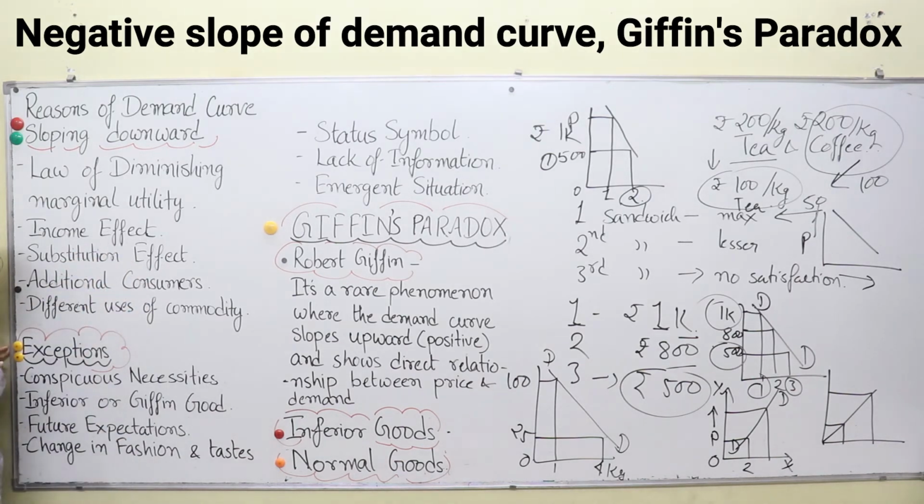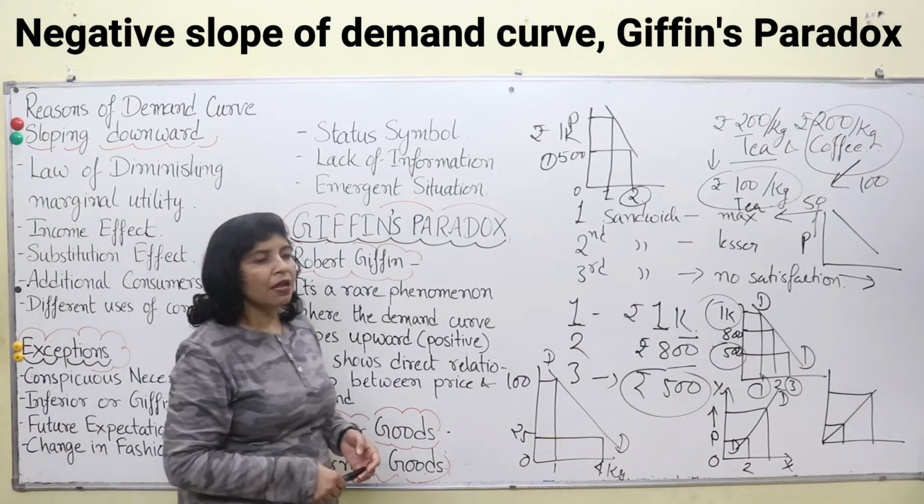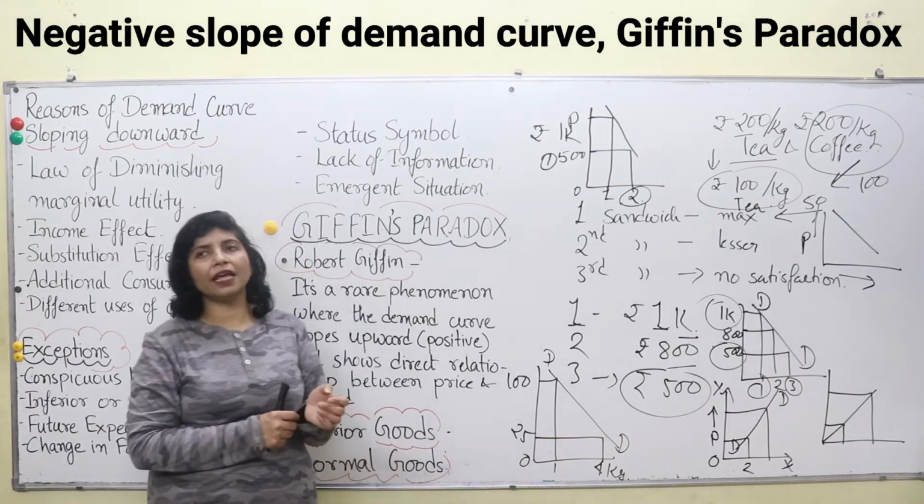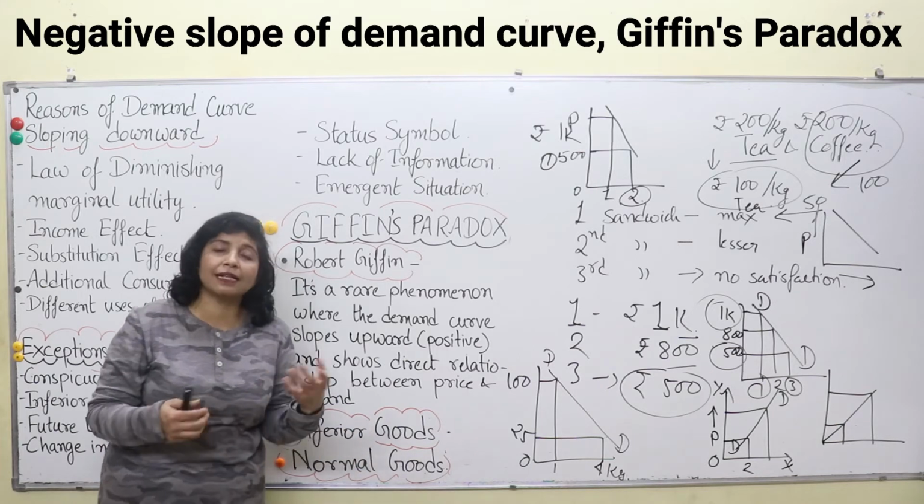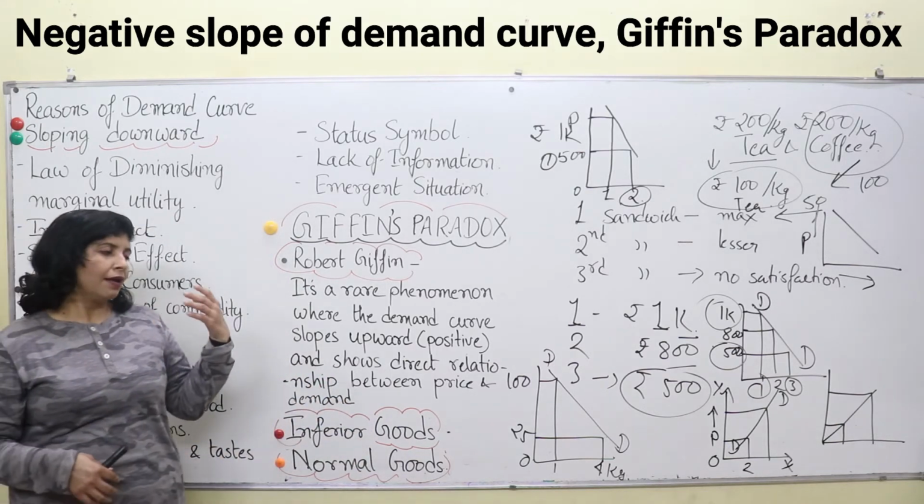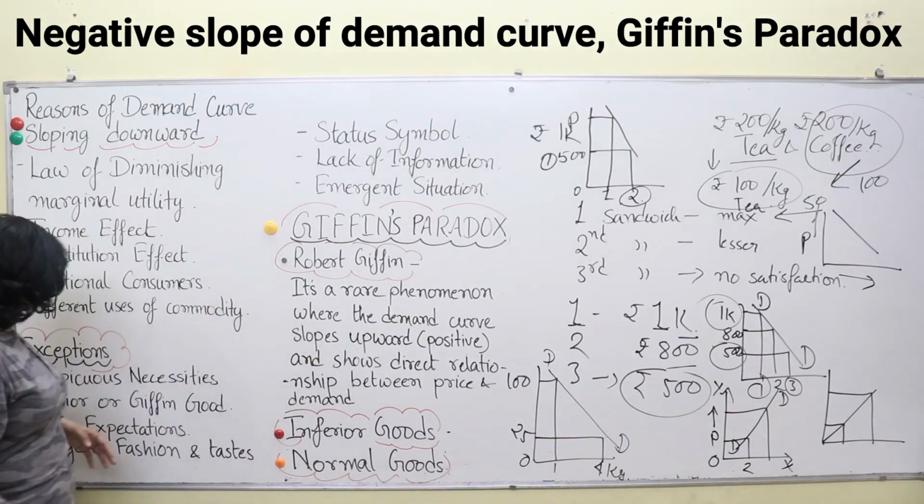Now, change in fashion and taste. If fashion has changed or you have acquired some new taste, you may consume things at higher prices also. If a thing is very expensive, that means it is very likable, so you can consume it in more quantities. Take for example friendship bands. They are not necessities, but still they are consumed in larger amounts at higher prices.